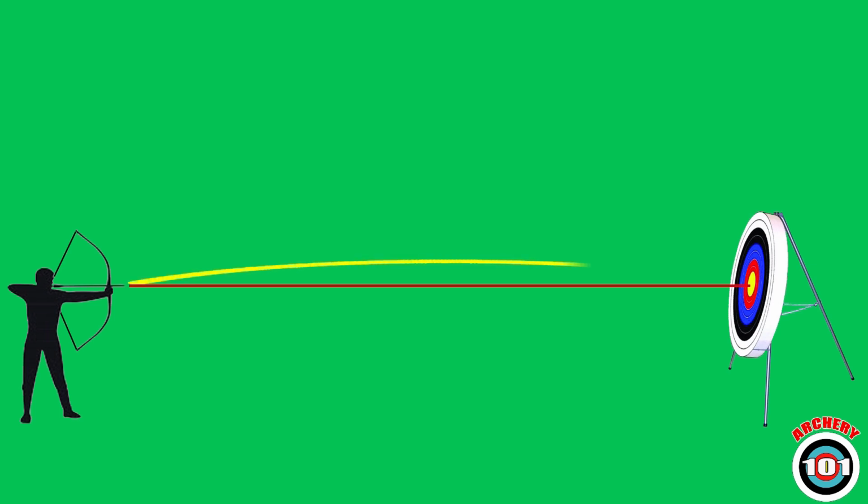Here we have an archer. If we drew a line from his arrow to the target, and if the arrow flew perfectly straight, this would be its flight path. Arrows don't fly straight. They have a trajectory. Now, unfortunately, what many people think is that an arrow's trajectory is a nice smooth arc like this. In reality, the trajectory of an arrow is more elliptical in shape, sort of like this.